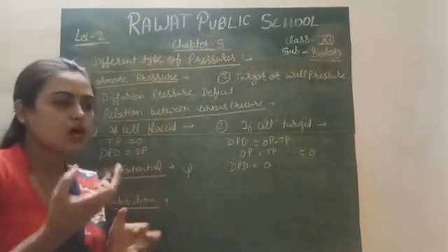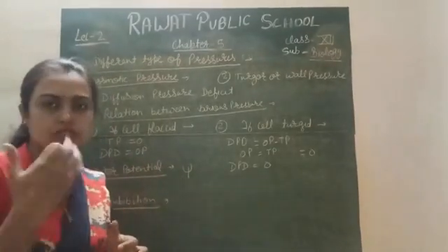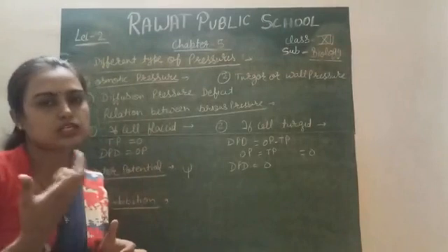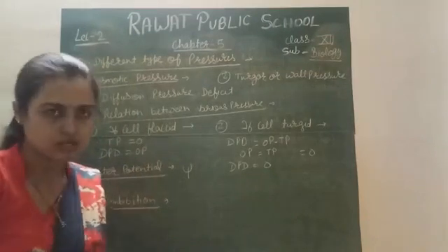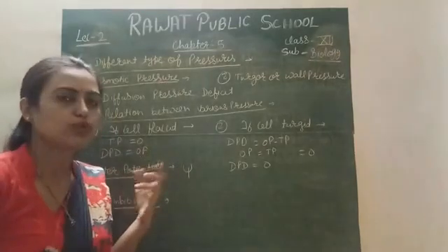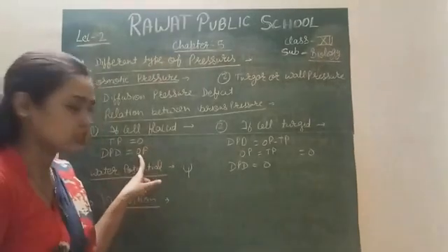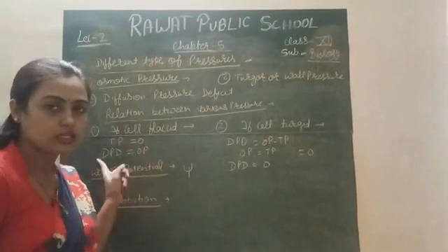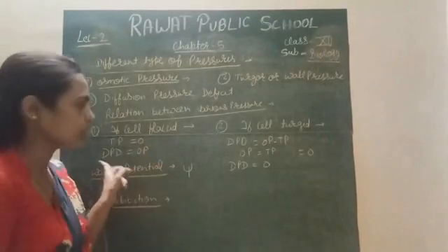It means when the osmotic pressure increases, DPD decreases. When DPD increases, osmotic pressure decreases. What is the meaning of osmotic pressure? When the solutes are increased, it will increase. When the solute molecules are increased, DPD will be decreased.